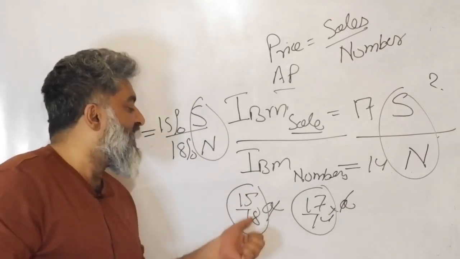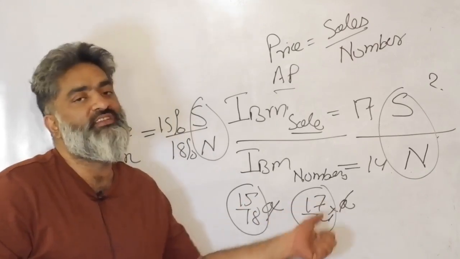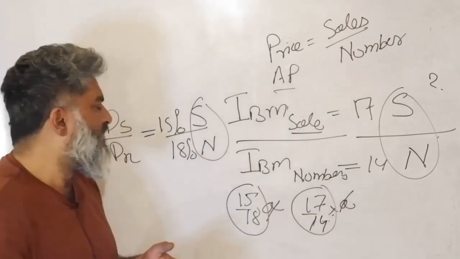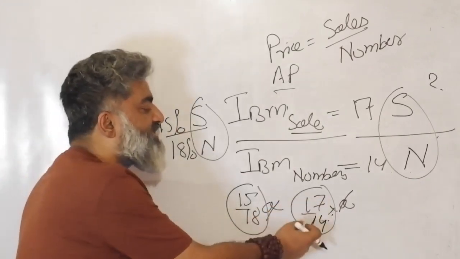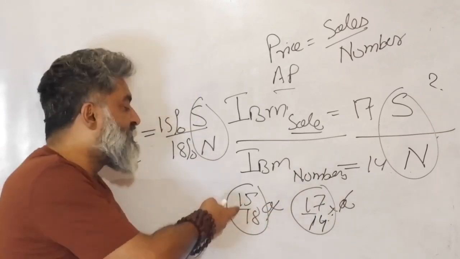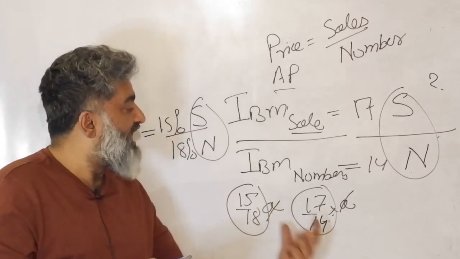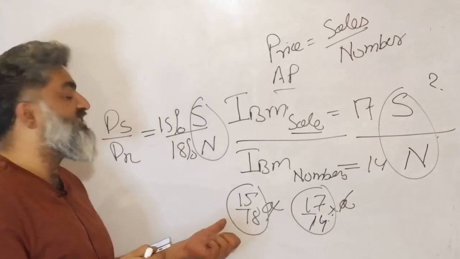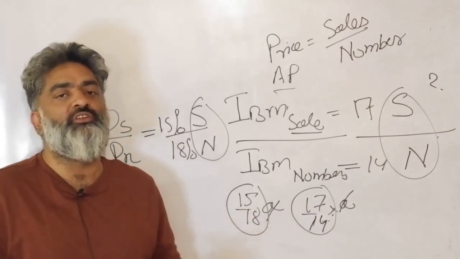That means all I have to do is figure out the value of this ratio and figure out the value of this ratio and figure out which is higher, which is lower. And in this case at least, it's going to be very, very easy. 17 by 14, which is greater than 1, is definitely going to be higher than 15 by 18, which is lower than 1. So I know the average price for IBM is going to be greater than the average price for Dell.